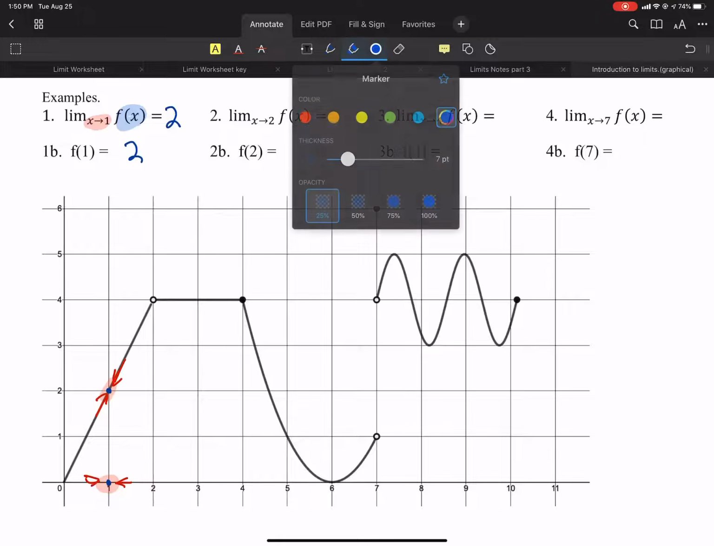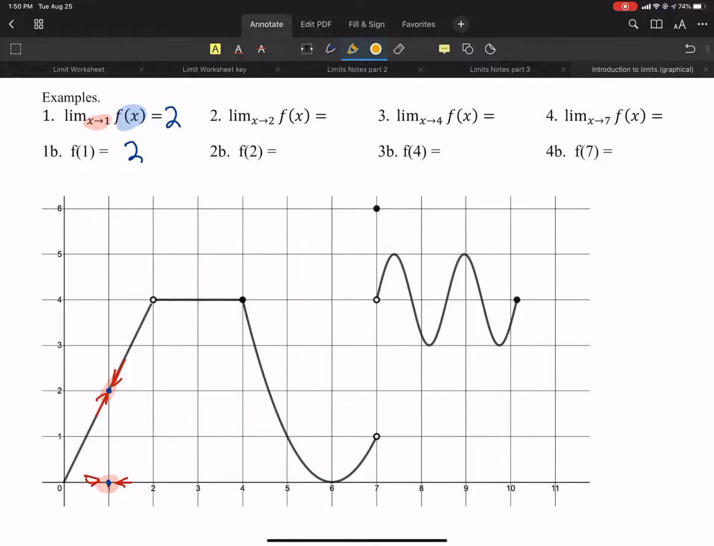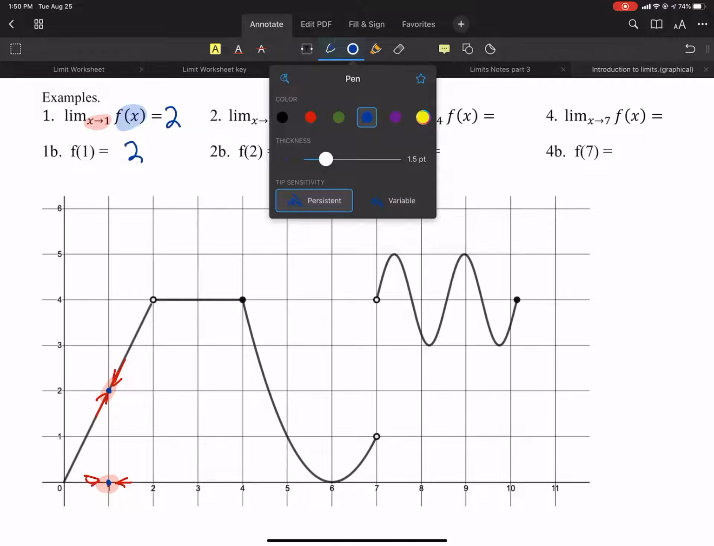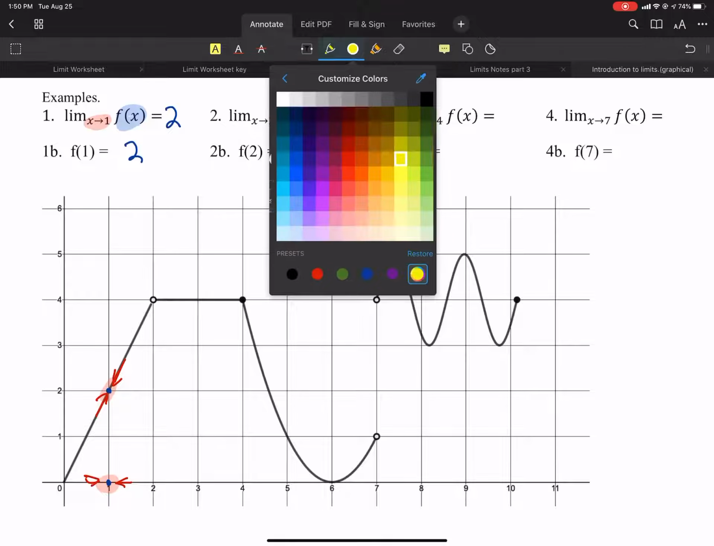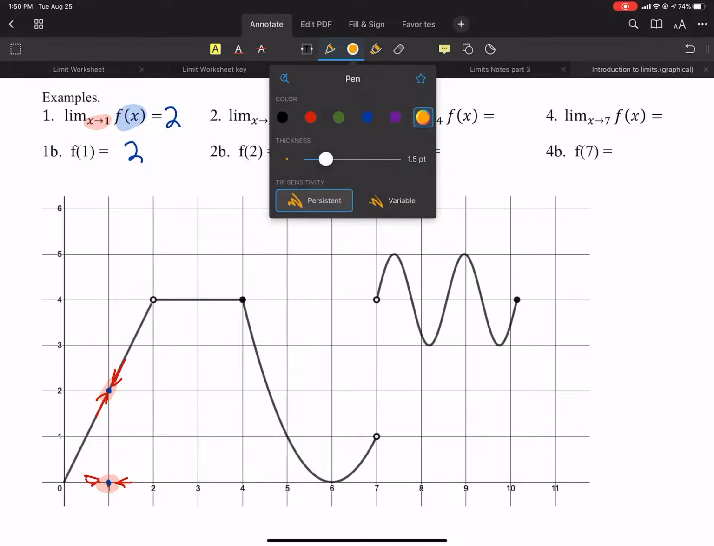And in the next one, I will do this in orange. Ooh, I don't have an orange here. I have to pick an orange. That looks like orange. Okay.